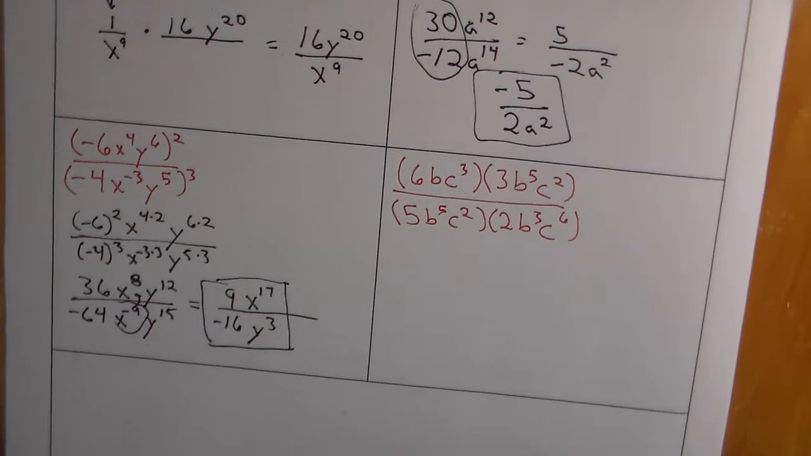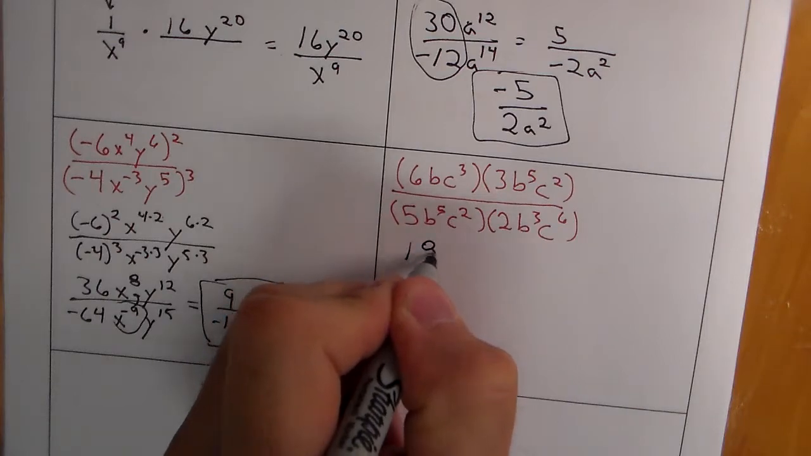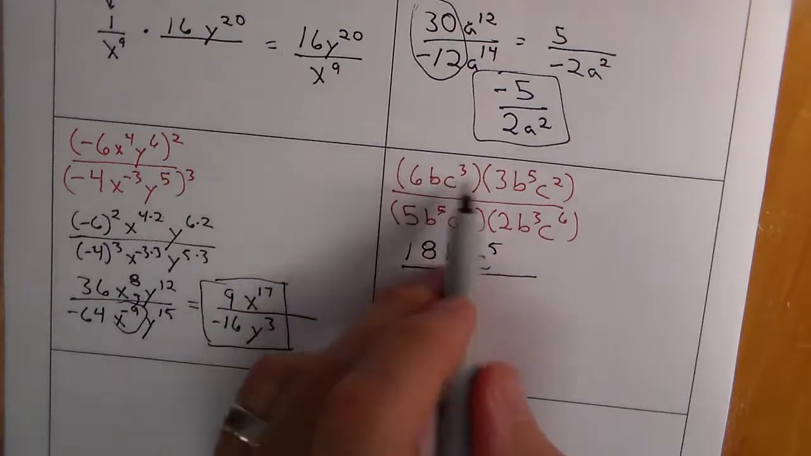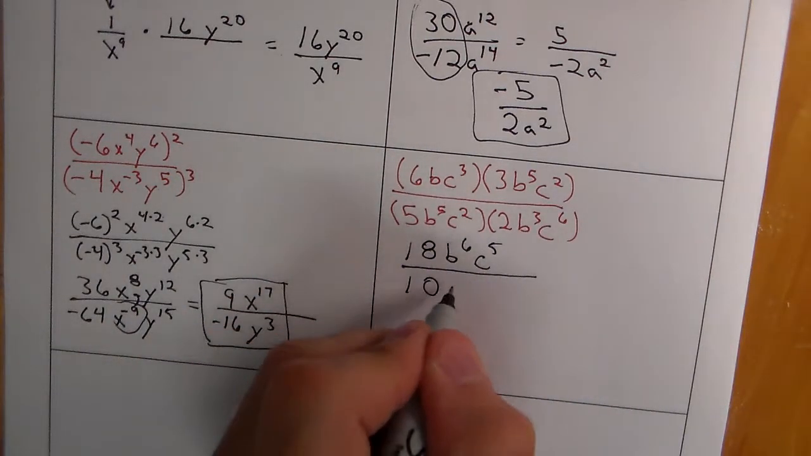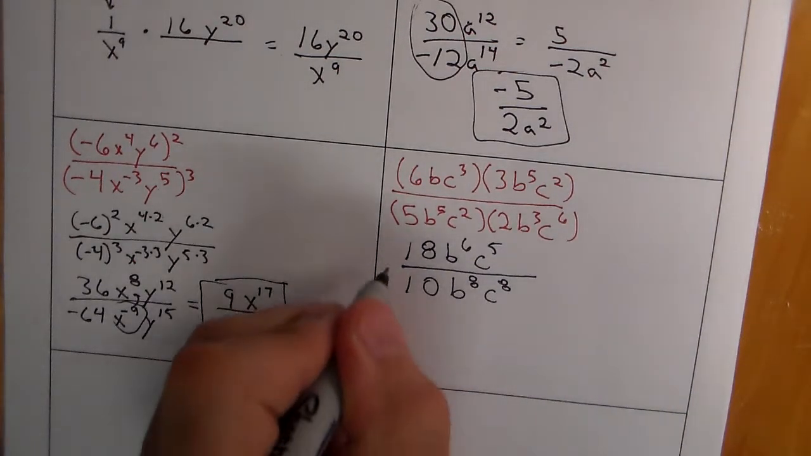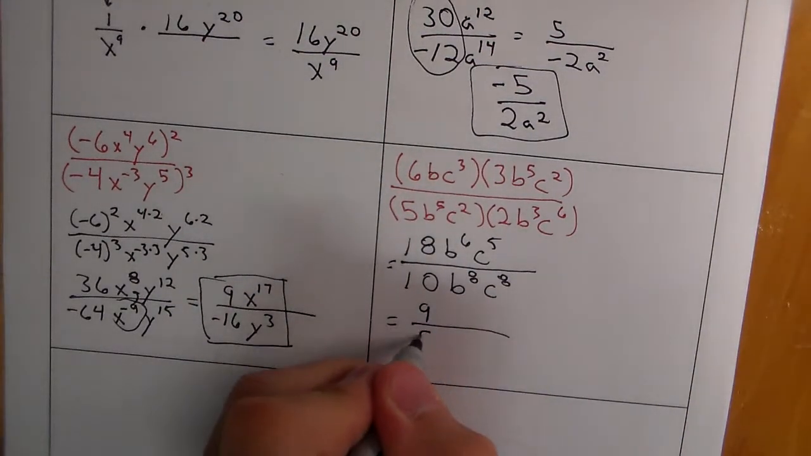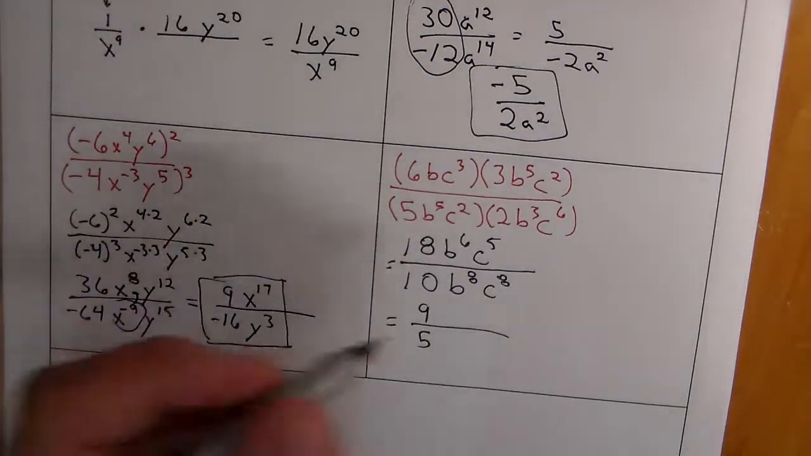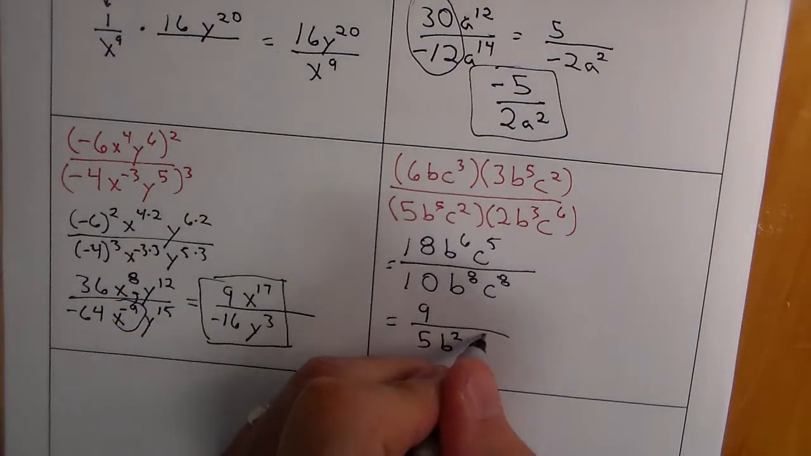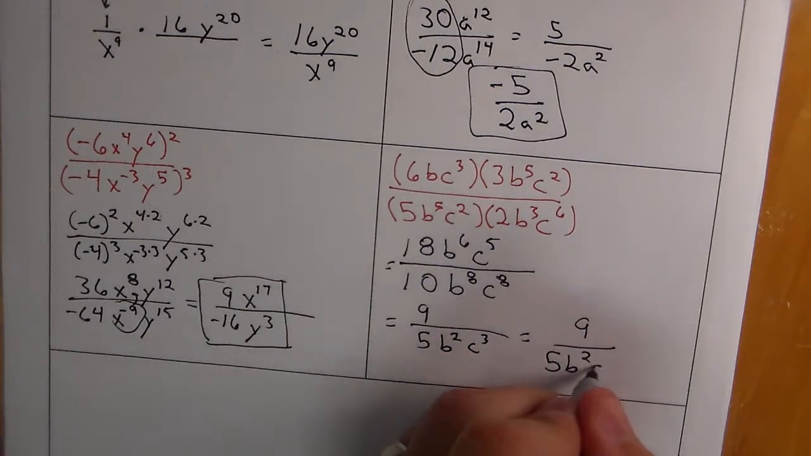Last one we're going to do, I don't have any power rules here, so I'm just going to simplify the top and the bottom. 6 times 3 gives me 18. b and b to the 5th gives me b to the 6th, and then c to the 5th with the 2 and 3. On the bottom I have 10b to the 8th, c to the 8th. Now we simplify. 18 over 10, we divide both by 2, and that gives us 9 over 5. b to the 6th over b to the 8th, there are 2 extra on the bottom. c to the 5th over c to the 8th, there is 3 extra on the bottom. So I say 9 over 5b squared c to the 3rd.